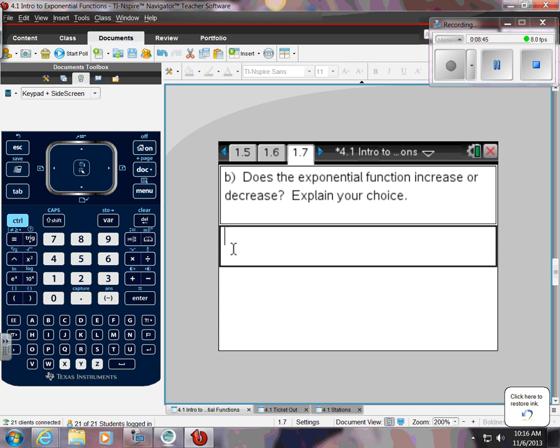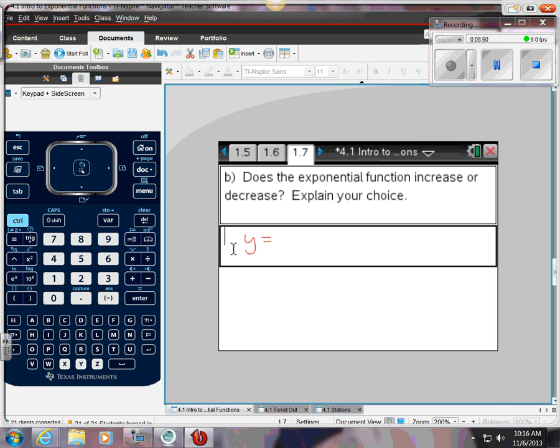All right, does the exponential function increase or decrease? Explain your choice. So again, it was y equals 7 times 3 to the x. Is it increasing or decreasing? Increasing. Why? What's the base? The base is greater than 1. Okay, the base is greater than 1. Great. Are we okay?